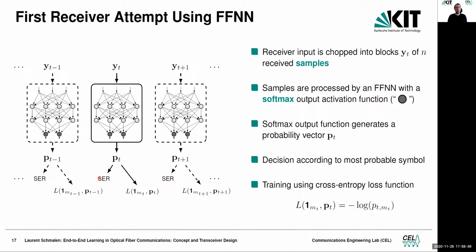In our loss function, we use the so-called cross-entropy loss, which means we maximize the probability that the symbol we observe is actually the received symbol. We know which symbol has been transmitted, so we maximize the probability that the receiver generates this symbol. And we do this using a logarithm in front of it. So this is the receiver neural network.